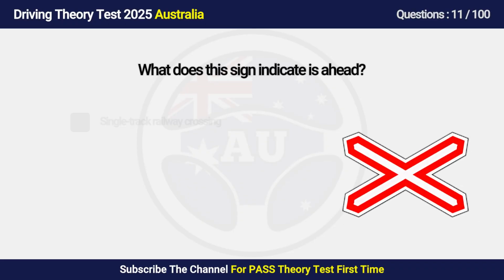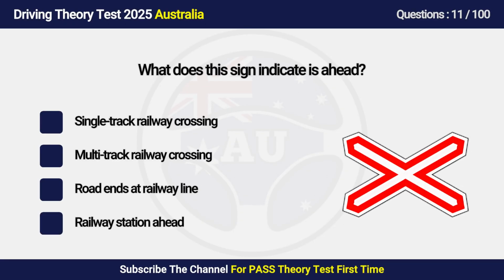Question 11. What does this sign indicate is ahead? A. Railway crossing. B. Railway crossing. C. Road ends at railway line. D. Railway station ahead.